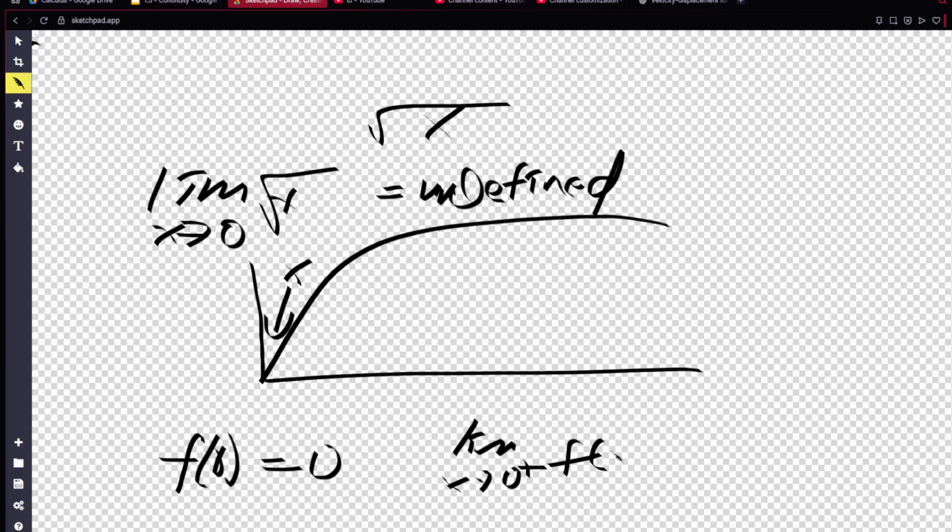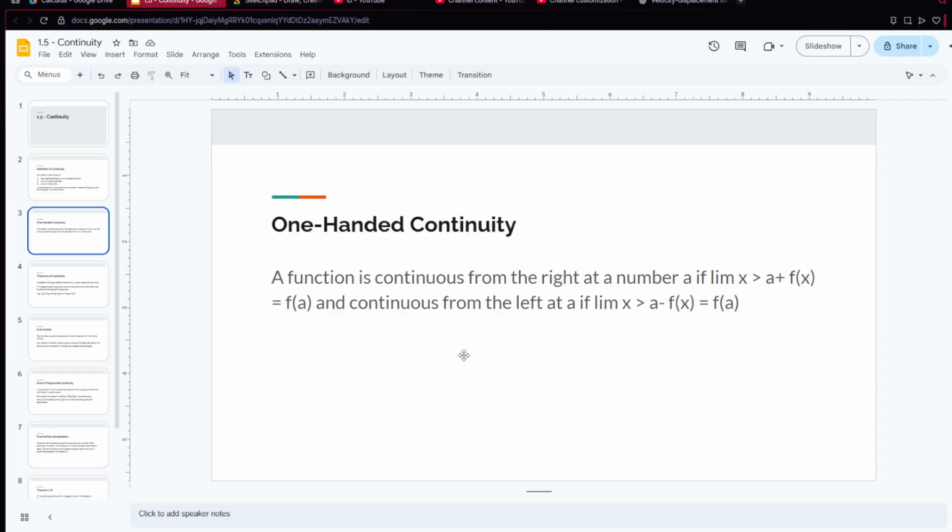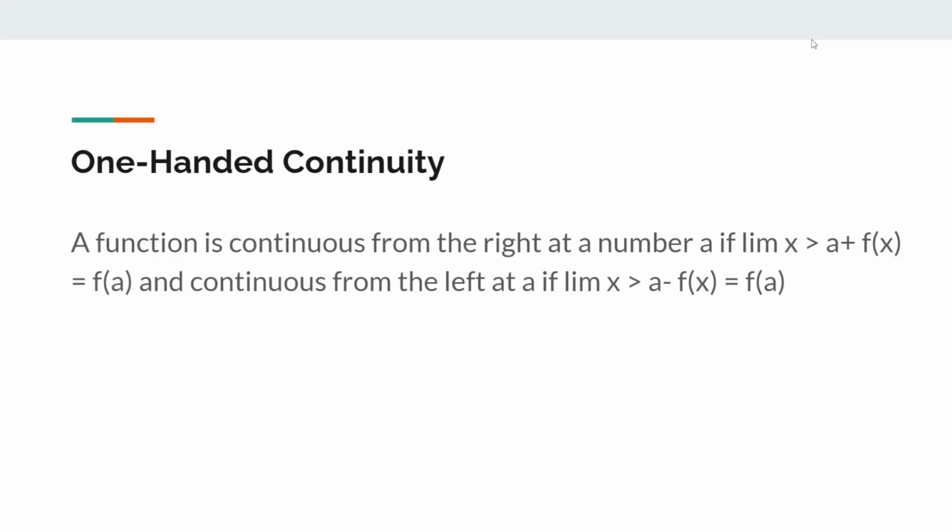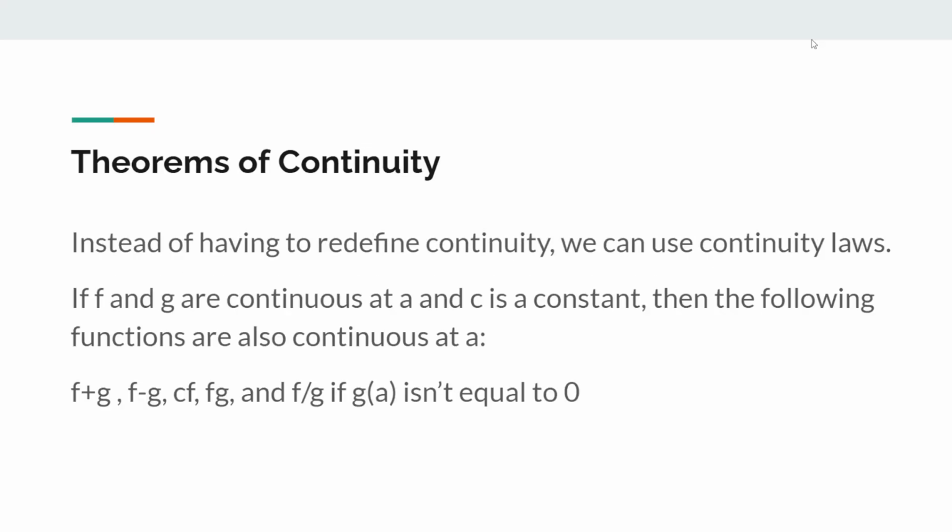That's pretty self-explanatory, as we all know, and that's going to be 0. So that means this function is continuous from the right side at x equals 0. And 0 would be a in this case, or a would be 0 in this case, same thing.